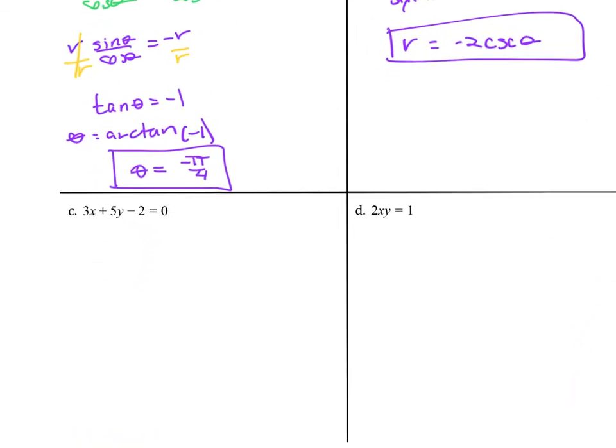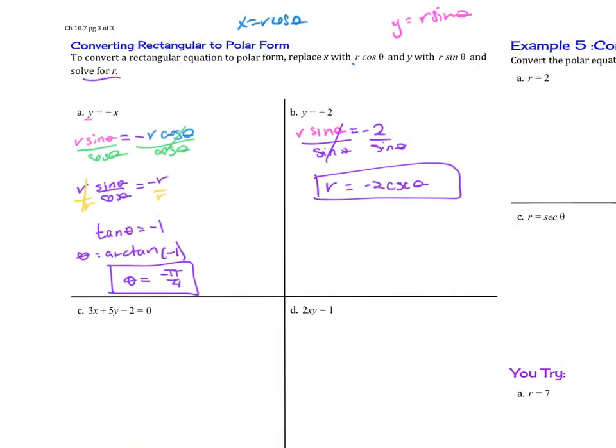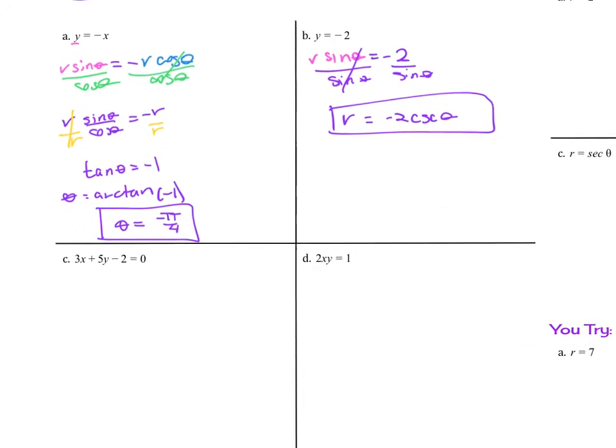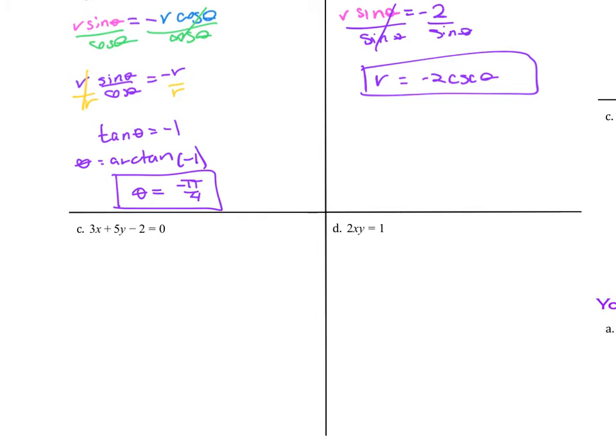Okay, letter C, getting a little more complicated. We have 3x plus 5y minus 2 equals 0. So again, all we're doing is replacing the x with r cosine theta and the y with r sine of theta. So let's do that. So this is 3 times r cosine theta plus 5 times r sine of theta minus 2 equals 0.